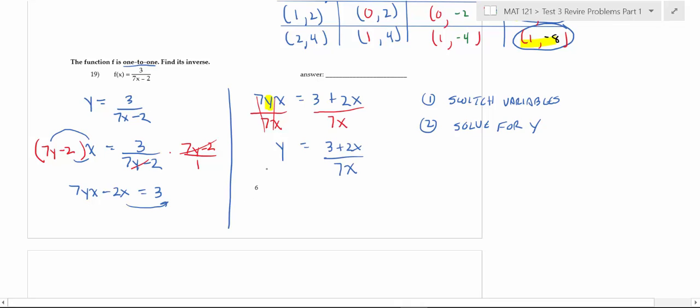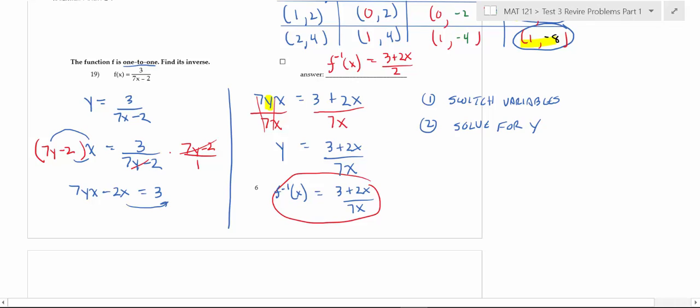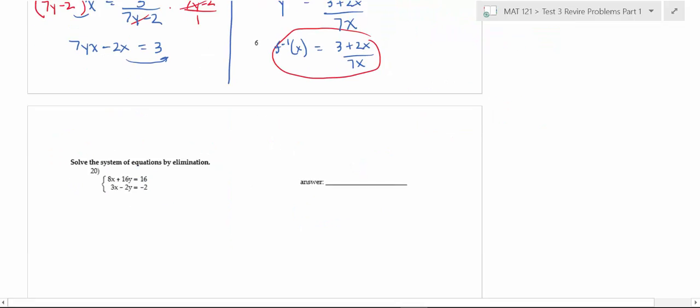Doesn't matter what order you write that in, and then you really want to write your answer as f inverse of x is equal to 3 plus 2x over 7x. So that would be the final solution to that problem. That's how you do inverses. We've done that quite a bit. Switch the variables and then solve that equation for y are the key steps that you follow. So be prepared to do an inverse of a one-to-one function.